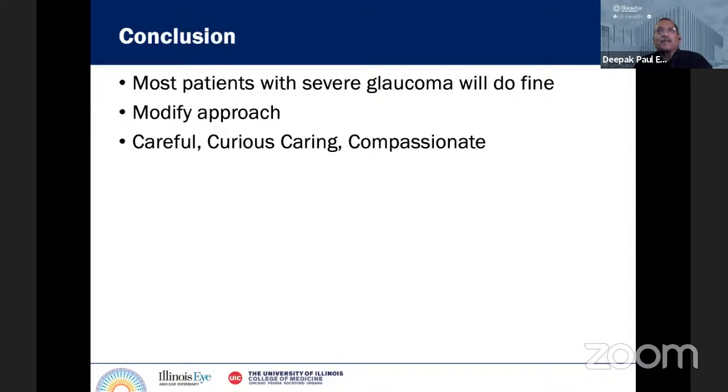So I'll operate on these patients early in the morning so that I can see them in the afternoon or evening before they go home and give them a Diamox at night. And most patients do fine.